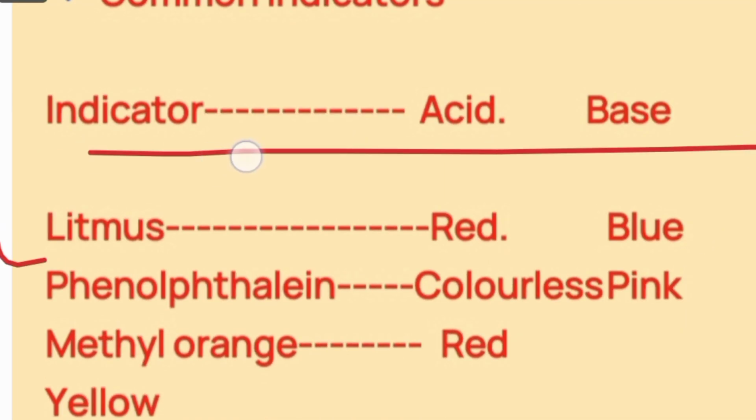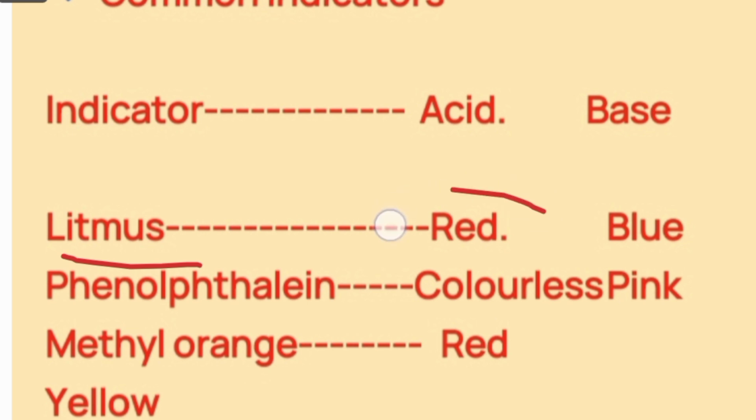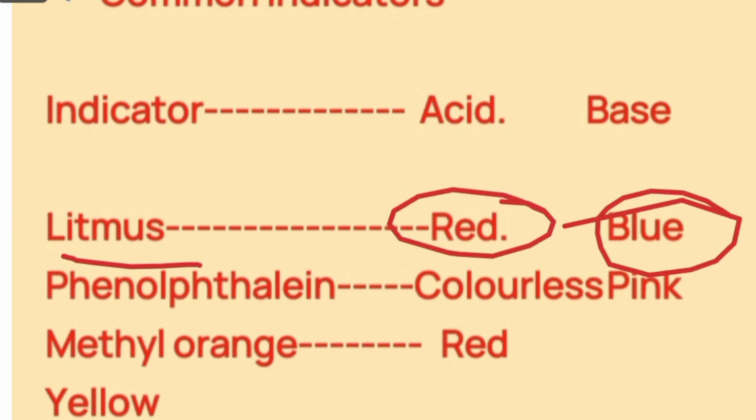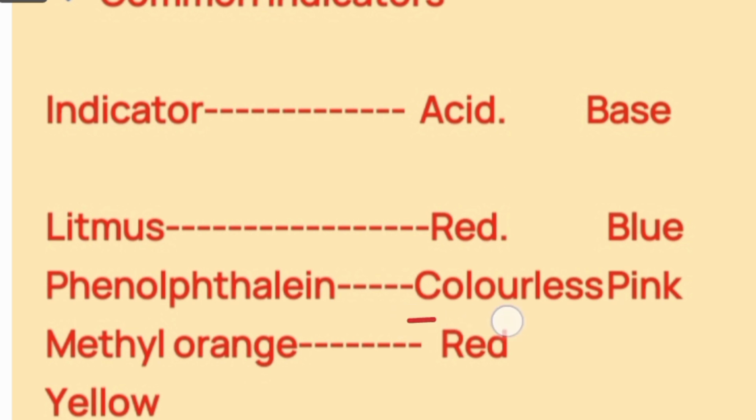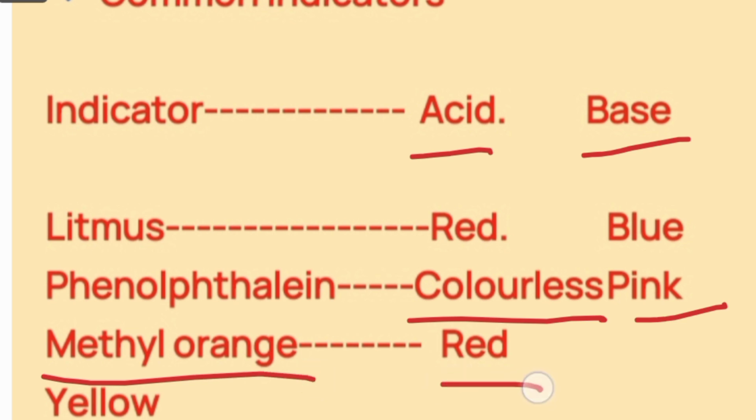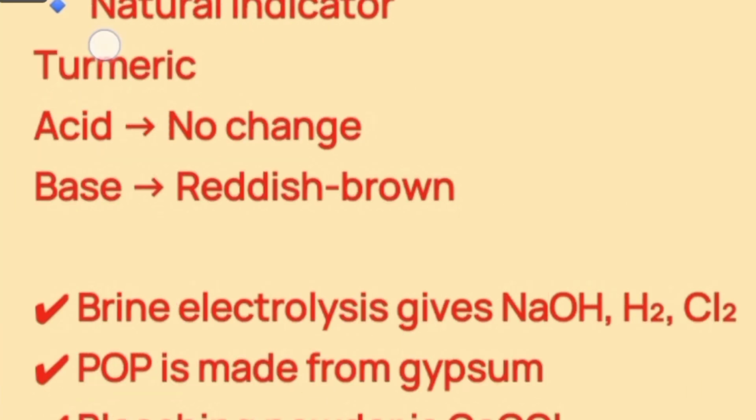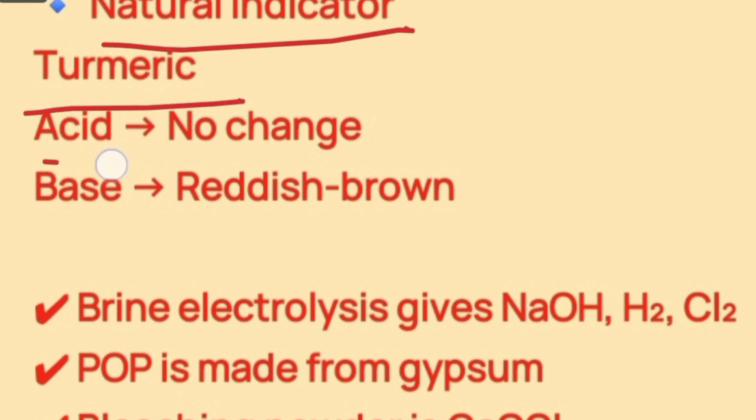Number 1 is litmus. Litmus paper changes blue to red in case of acid and red to blue in case of base. Phenolphthalein is colorless in case of acid and becomes pink in case of base. Methyl orange becomes red in case of acid and becomes yellow in case of base. Now see natural indicator turmeric: acid, no change; base, reddish brown.